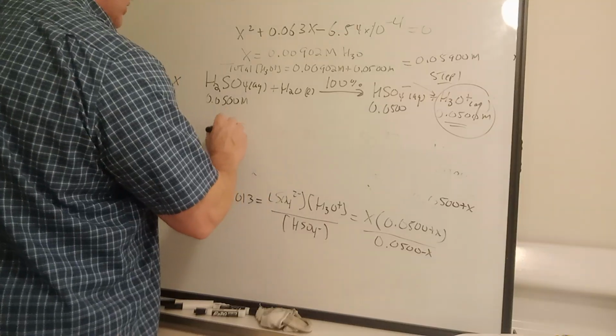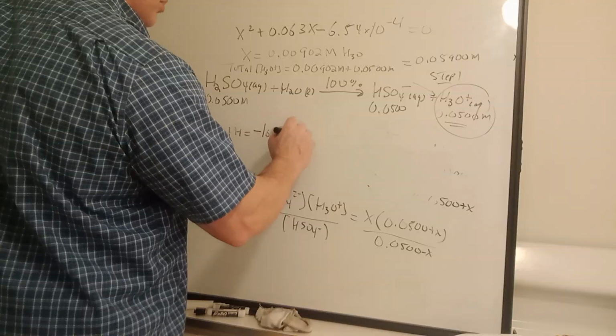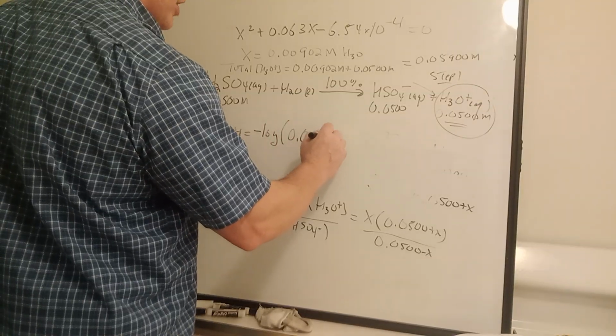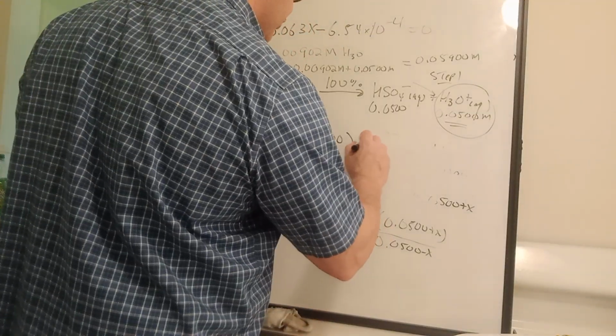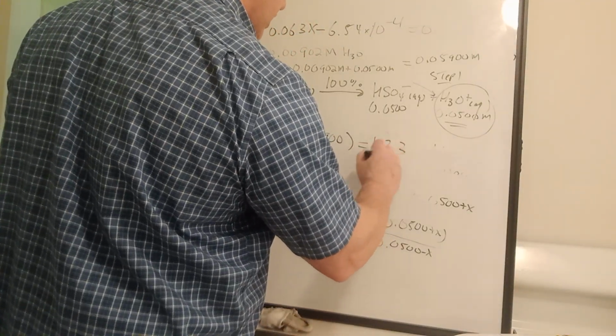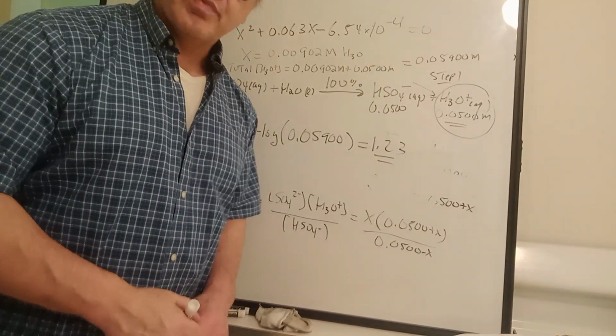So the final step, of course, is getting the pH, and the pH is going to be equal to the negative log of 0.05900, and that ends up being 1.23. As you expect, it's very acidic. If it's not very acidic with sulfuric acid, you've made a big mistake.